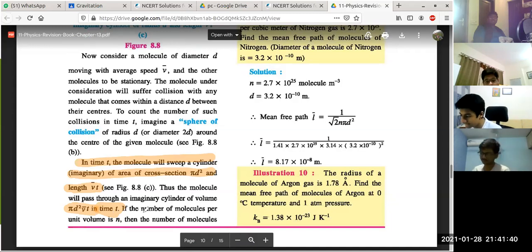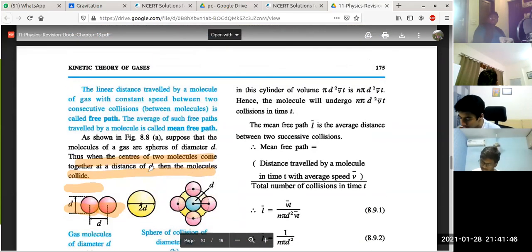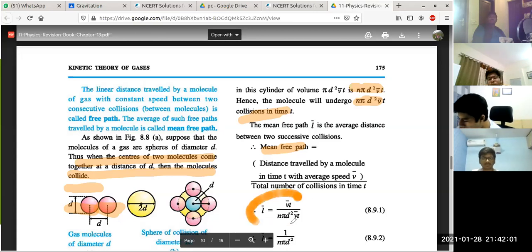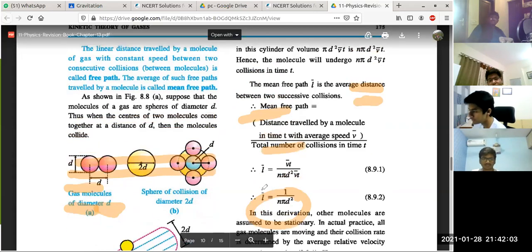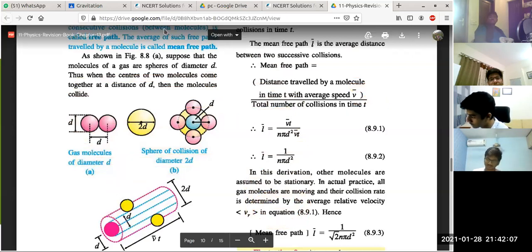If the number of molecules per unit volume is n, then the number of molecules in this cylinder is this much. Hence the molecule undergoes this many collisions in time t. Therefore, the mean free path is the distance traveled by the molecule in time t with speed v divided by the total number of collisions in time t. So this is the average. All this derivation will not come in the exam, but you have to understand this much. Just remember the formula.